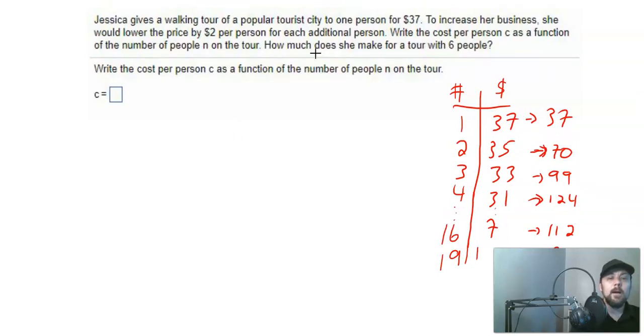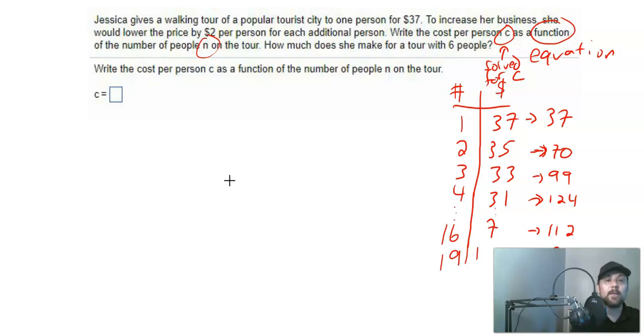Write the cost per person C as a function of the number of people n on the tour. So this is a really common phrase in math: x as a function of y, or y as a function of x. In this case, we want C as a function of n. We're going to talk more about functions in chapter 2, but essentially for now, you can just think of it as meaning you want an equation. It's a special kind of equation, but you want an equation that's solved for this variable. So you want an equation involving C and n, solved for C.